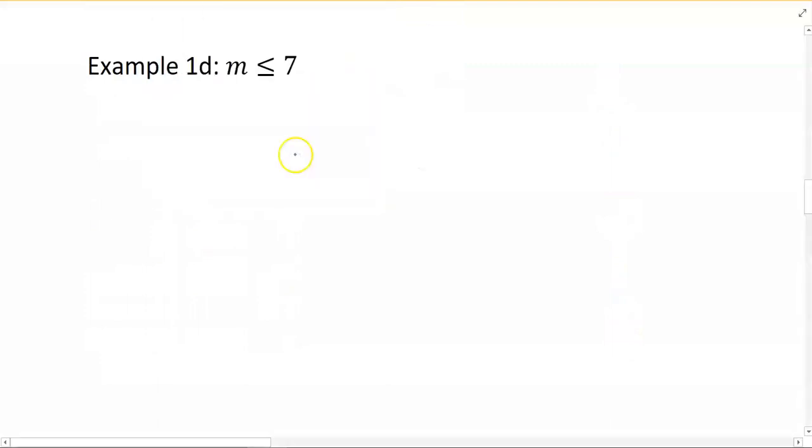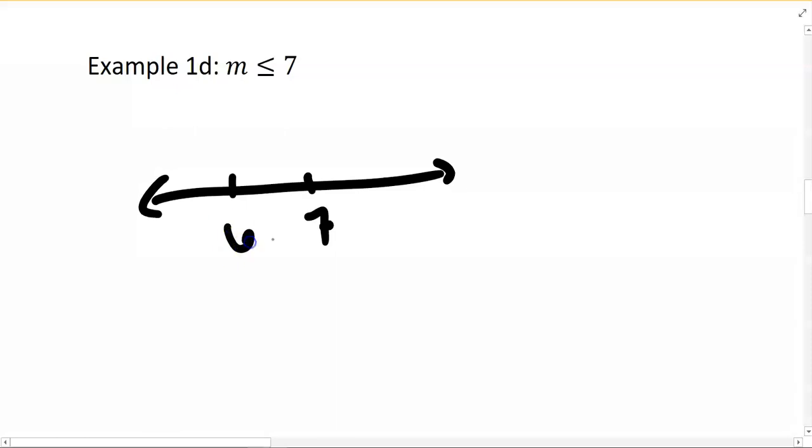Okay, let's look at example 1D. Now, same number line, right? Because we're going to draw this, and we're going to have our 7 in the middle, and 6 to the left, and 8 to the right. But what are we going to have at 7? Well, in this case, we're equal to, so we're going to put a dot. And then which way are we going to shade? Are we going to shade towards 6, or are we going to shade towards 8? Well, 6 is less than 7, so I shade towards the 6. And so again, that's what we're looking at with those type problems.